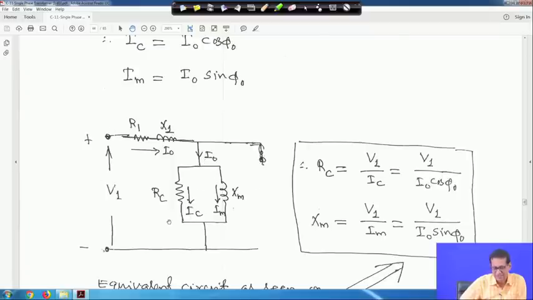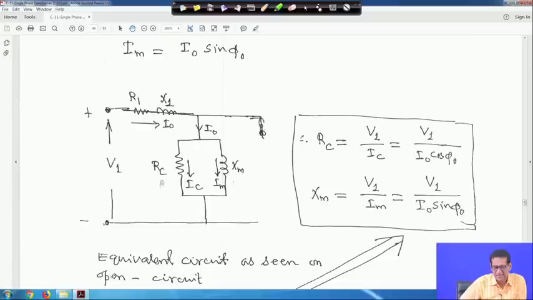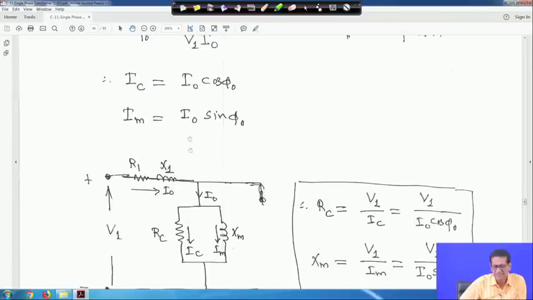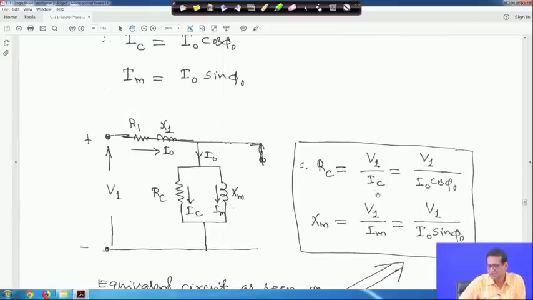Therefore, RC will be V1 upon IC. IC you have got, because cos phi 0 you know and I0 you know. Therefore, RC will be V1 upon IC, that is V1 upon I0 cos phi 0. Similarly, XM will be V1 upon IM, so V1 upon I0 sin phi 0.